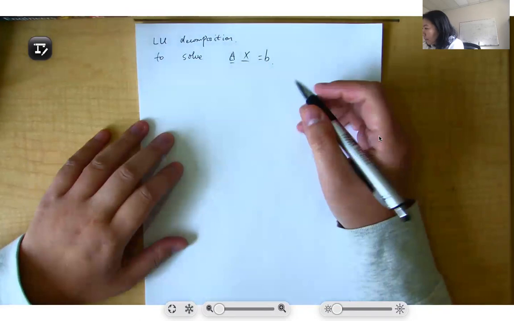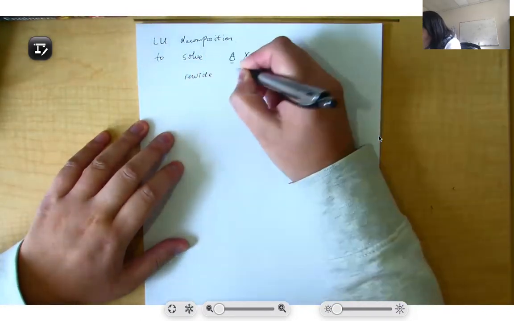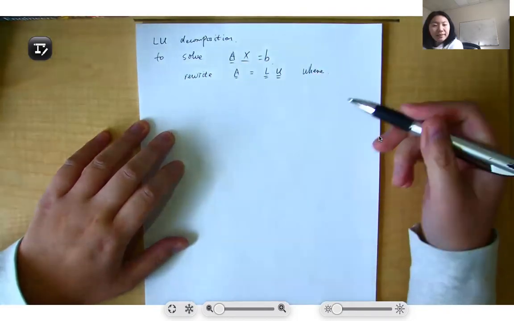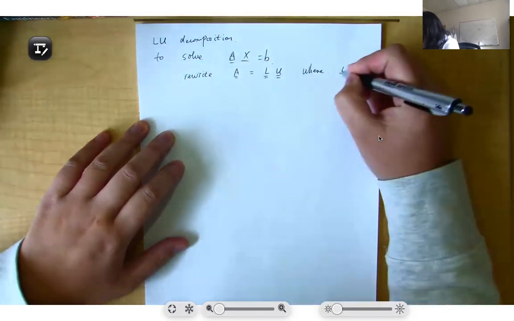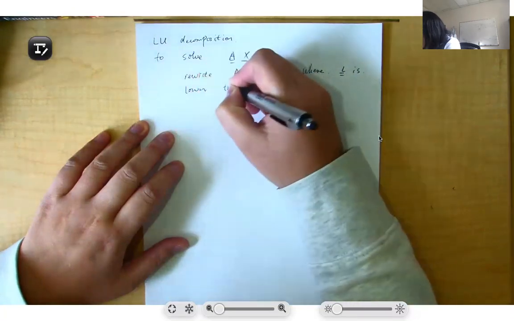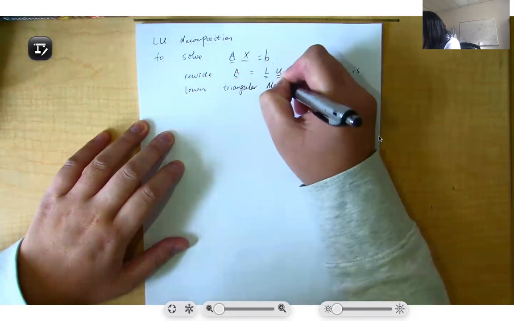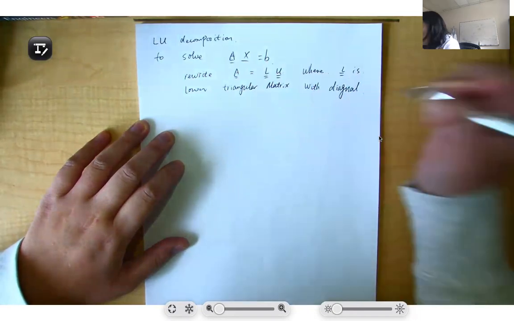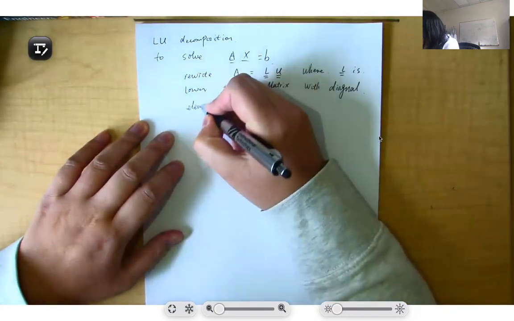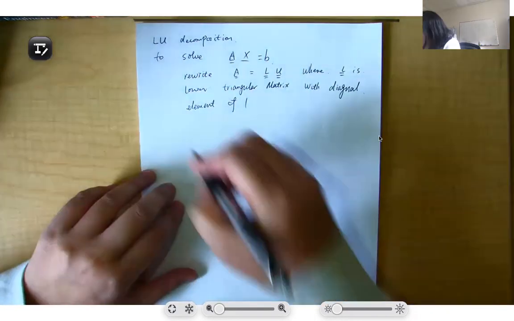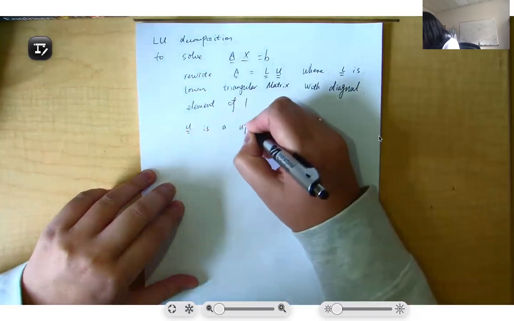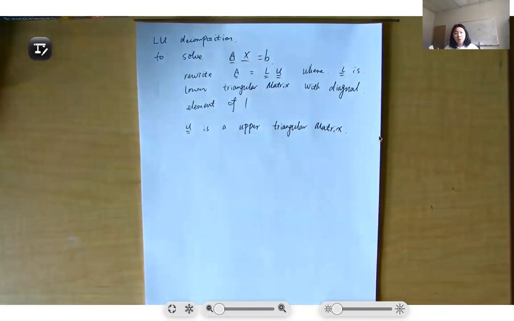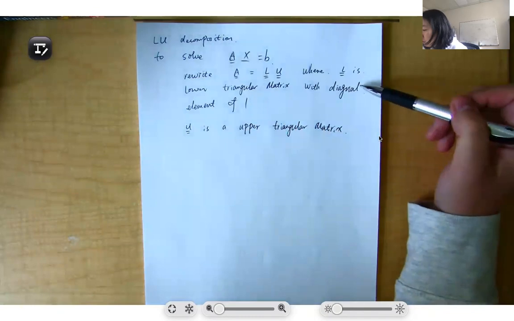what we can do instead is rewrite A into LU, L times U, where, as the name says, L is a lower triangular matrix with diagonal elements of 1, and U is an upper triangular matrix. Just an upper triangular matrix, but the lower triangular matrix has diagonal elements of 1.